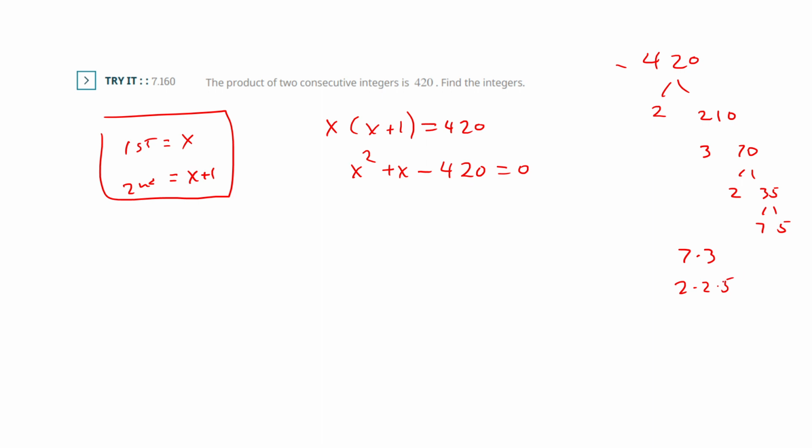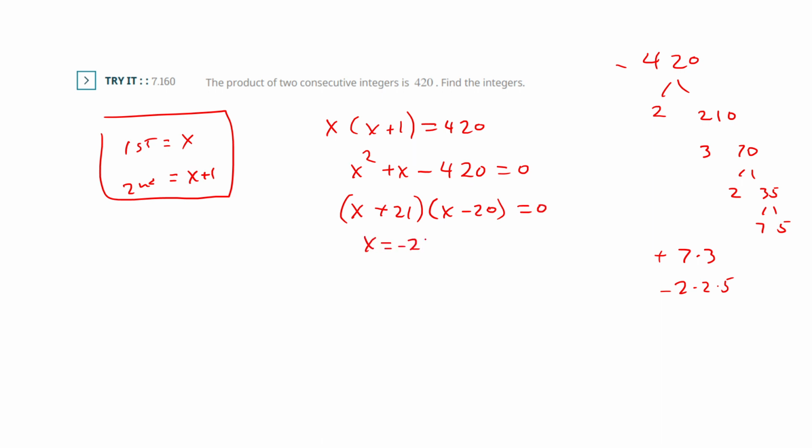Oh. No, what did I do? I thought I had it. Oh yeah, no, I do have it. This makes 20. So I'm going to go with positive 21 and negative 20. So I can just factor it as positive 21 and negative 20.